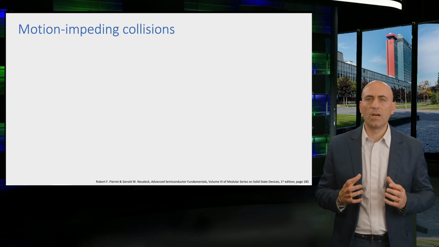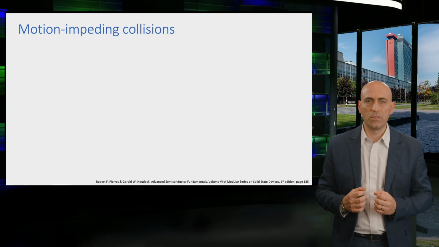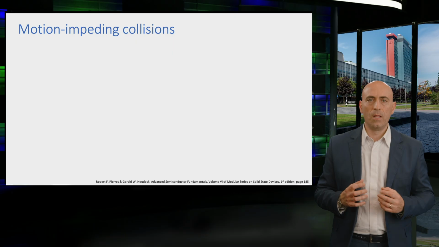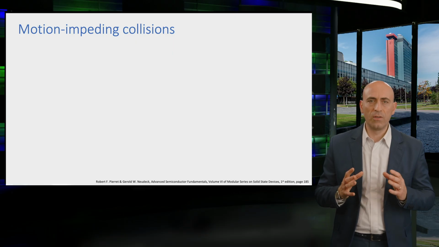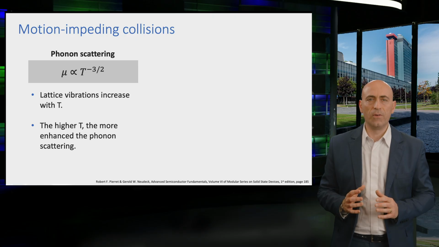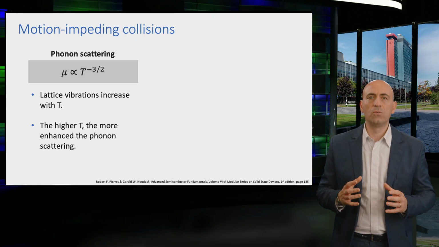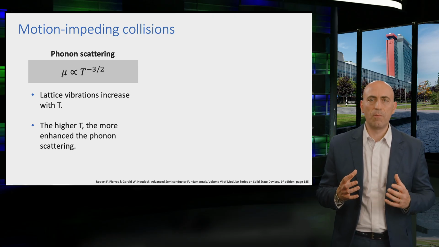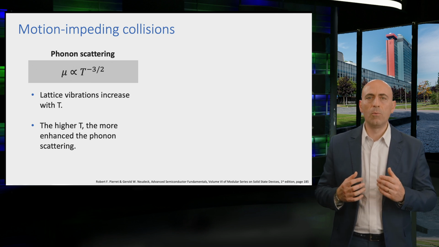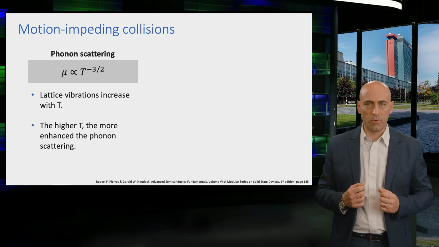Mobility in a semiconductor can be impeded by collisions or scattering events of charged particles while they are moving through the material. There are 2 main types of scattering events to consider. The first is phonon scattering. Phonons are related to lattice vibrations. These vibrations increase with the increase in thermal energy. Therefore, mobility is inversely proportional to temperature.